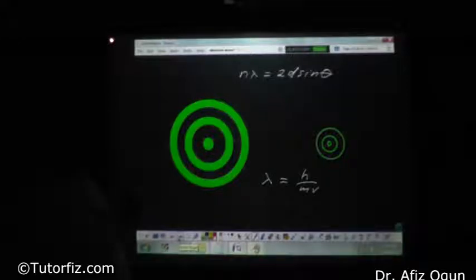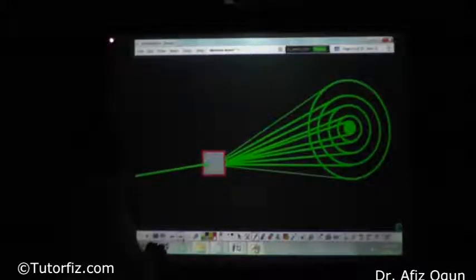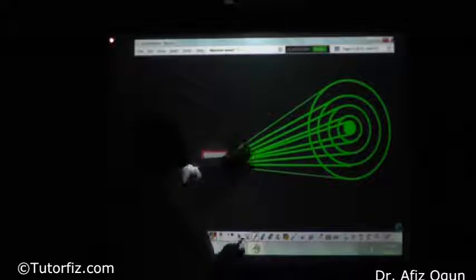For this to have happened, scientists now said, for us to have seen this, it actually implies that when the electron passes through the graphite here, then it spreads out.